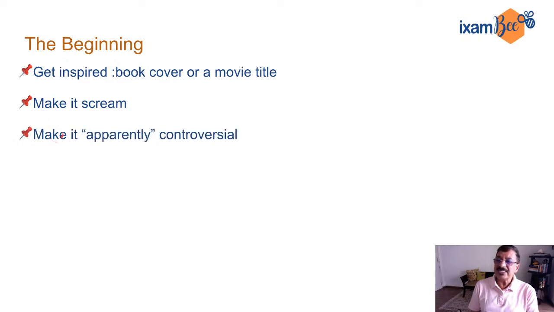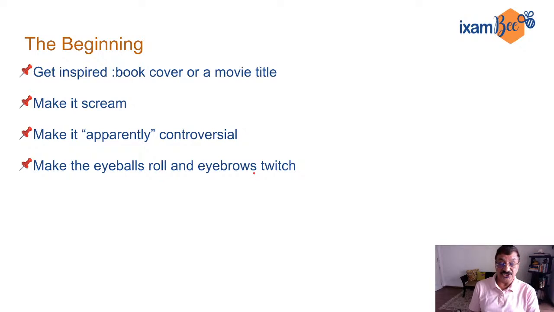So what I'm trying to say is make it apparently, and apparently is within inverted commas, please note this, not a controversial topic at all. Your starting should not be controversial. It should only appear to be so, which has to be qualified immediately in the next sentence. So the whole idea is to make the eyeballs roll and eyebrows twitch. Oh, what is he trying to say? What has she written? What does she mean by using the sentence?